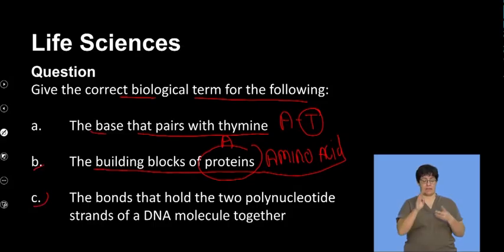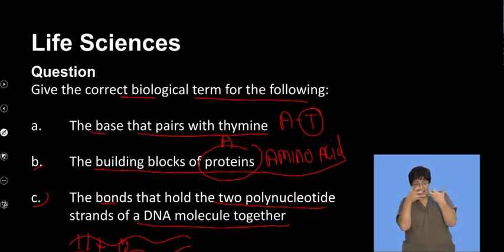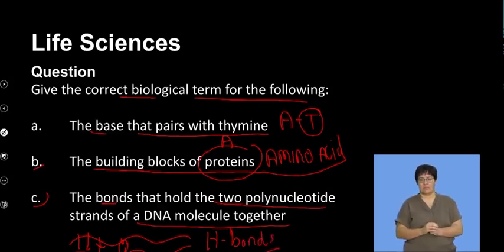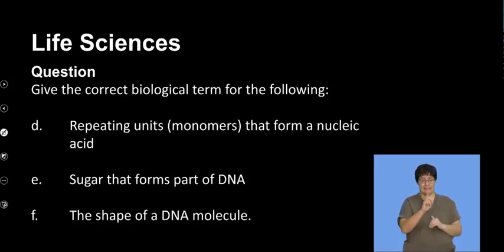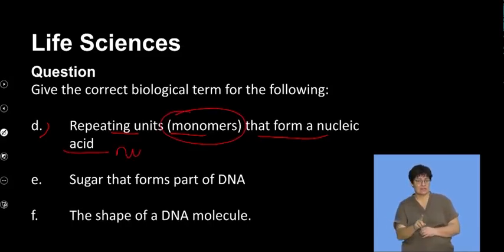Let's look at C: the bonds that hold the two polynucleotide strands of DNA molecules together. We said that DNA is double-stranded and it has these complementary base pairs. They are held together in the middle by what we refer to as hydrogen bonds. So it's hydrogen bonds that hold them together. D: repeating units or monomers that form a nucleic acid. The repeating monomers of nucleic acids are called nucleotides.